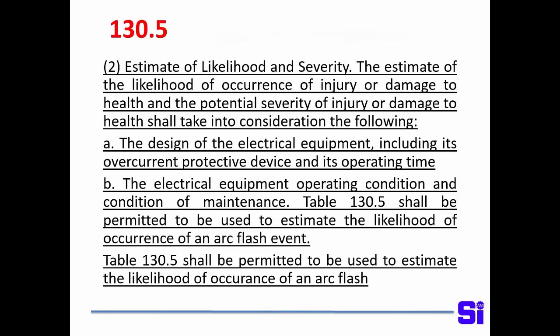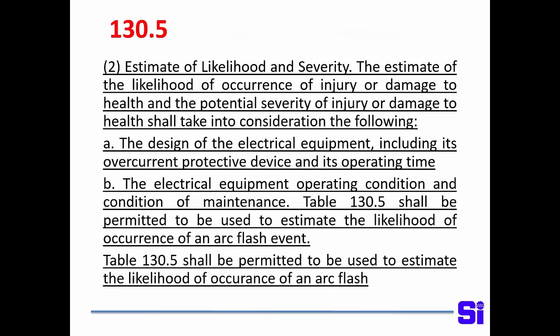Huge, huge item. Say you're using a molded case breaker, and for whatever reason you change that to a different type of overcurrent protective device, maybe you're going to fuses or whatever. That will affect the operating time. And by changing the operating time, you will change the amount of incident energy. The rule of thumb is that incident energy is proportional to time. So if I increase the time, I increase incident energy. If I decrease the time, I proportionally decrease incident energy.